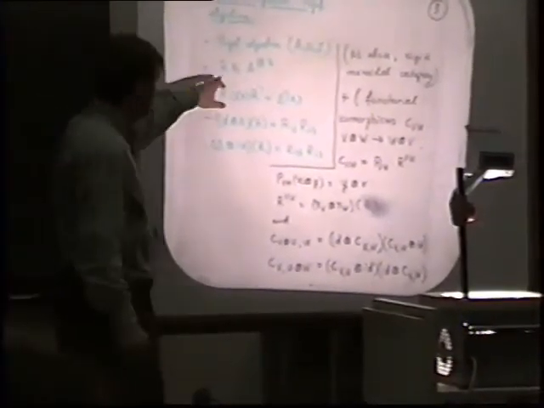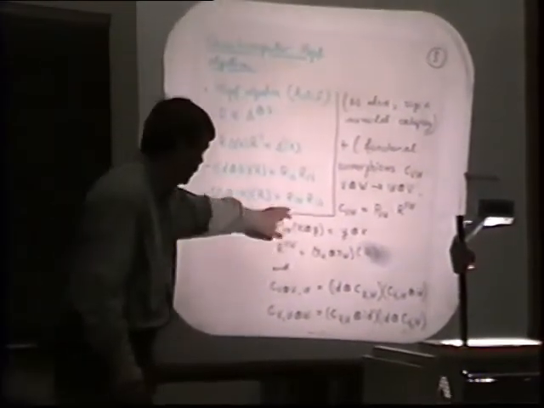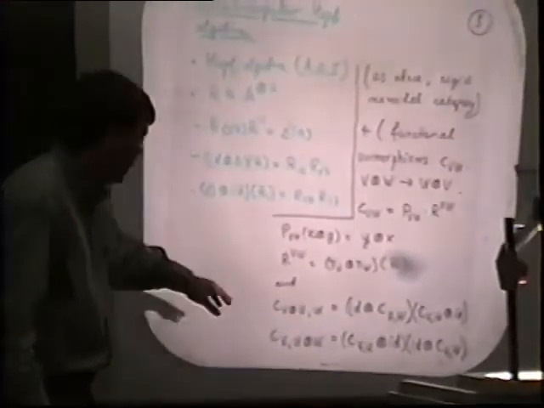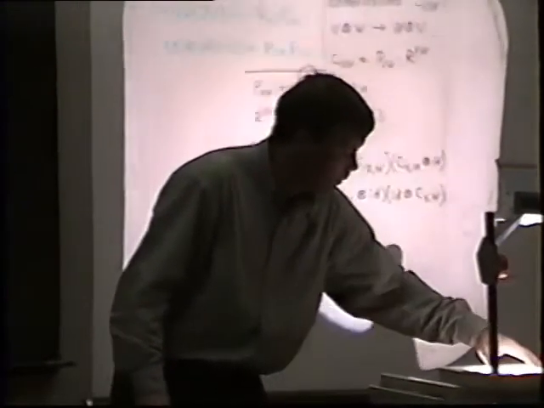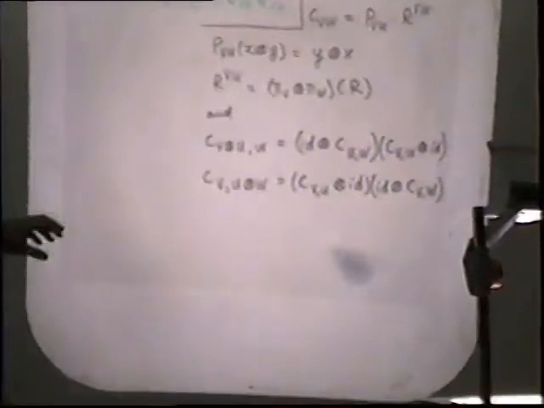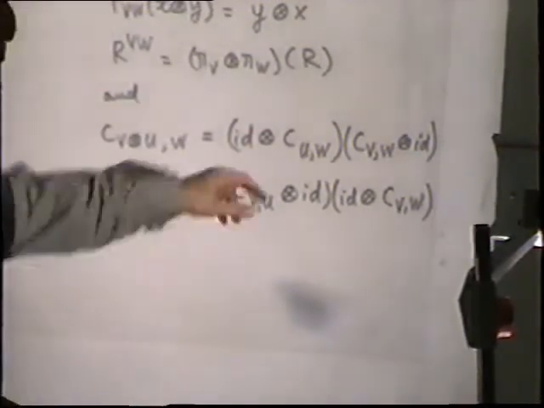So the name of this element R is the universal R matrix. And so the meaning of the last two axioms is the following. The commutativity constraint is compatible with the tensor structure in the following sense.